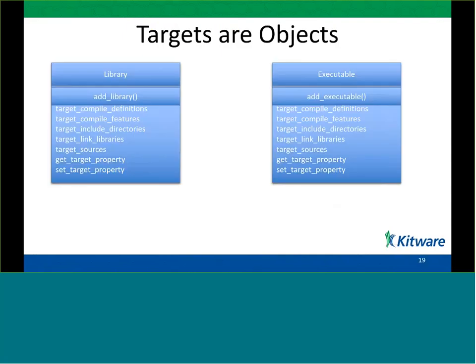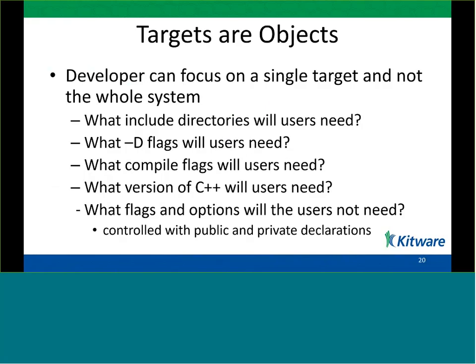The best way to think about modern CMake is that targets are your objects. So you have a library, and the constructor would be an add_library call. And then you can set the compile definitions, compile features. These would be sort of like the member functions on your object. And the same thing for an executable. And then the actual properties themselves would be the member variables. But the idea is that you encapsulate this in the target, so the developer only needs to focus on the single target and not the whole system. You know, what include directories will the user need when they link or compile against my code?